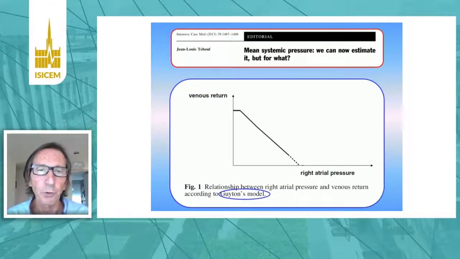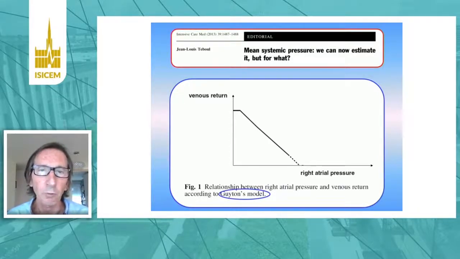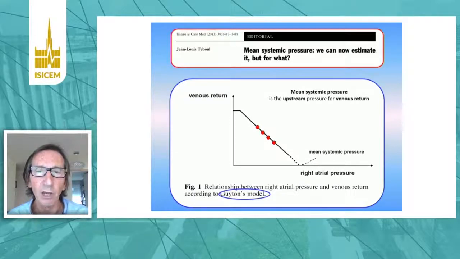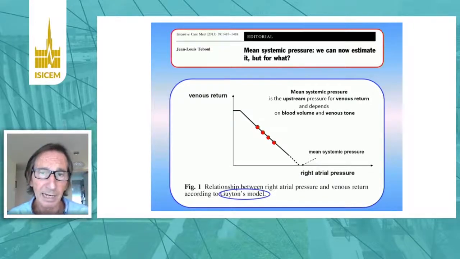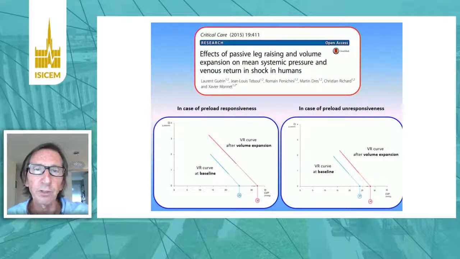This is a venous return curve with venous return on the y-axis and right atrial pressure on the x-axis. As you know, the pressure which is at zero flow, zero venous return, is called the mean systemic pressure. The mean systemic pressure is therefore the upstream pressure for venous return. And it depends on blood volume and venous tone.